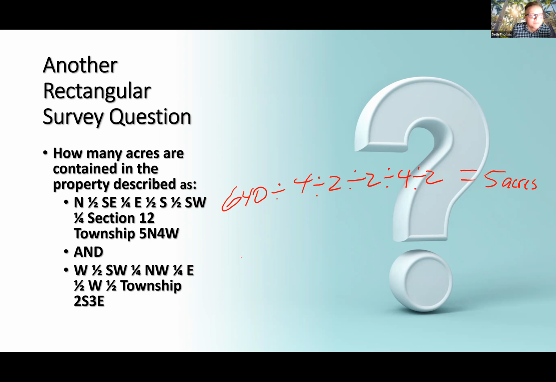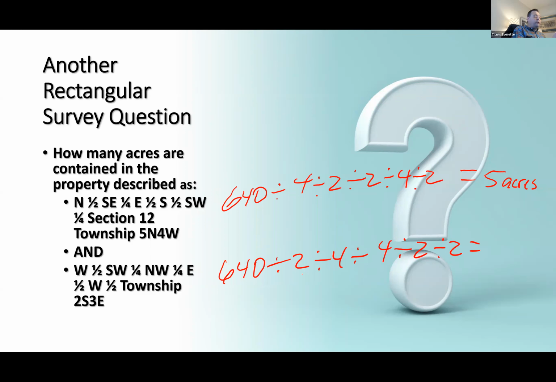And then on the second one, I got 640 divided by 2, divided by 4, divided by 4, divided by 2, divided by 2. So that's 640 divided by 2 is 320, divided by 4 is 80, divided by 4 is 20, divided by 2 is 10, divided by 2 is 5 again. I don't recommend you do it that way. Use the calculator. Add them together, 10 acres.